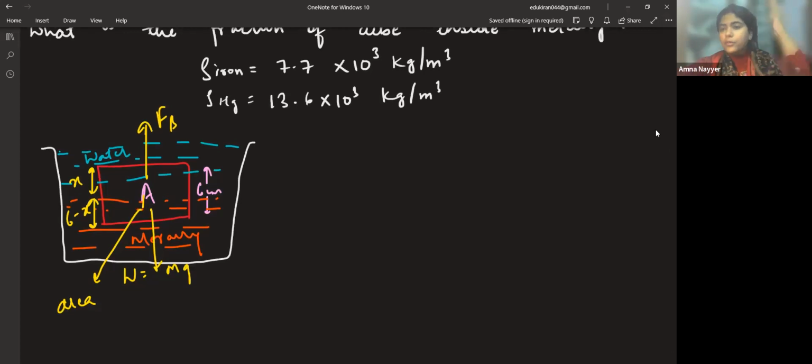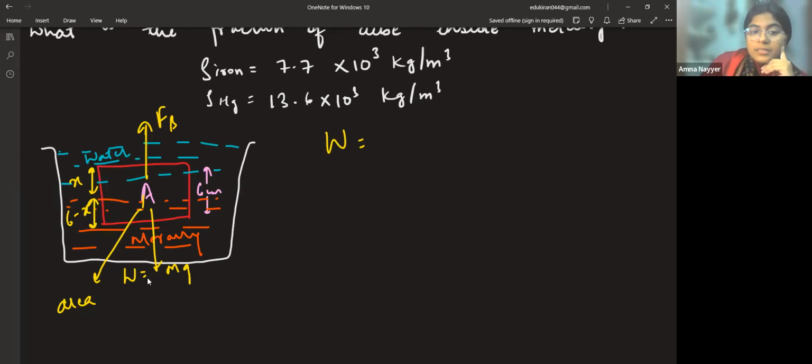On the block, buoyant force is acting upwards. The weight is acting downwards. And the entire length is 6 centimeters. So the portion of X we have assumed to be in water. So how much will be left if total of this is 6 and X has been taken? So this will be 6 minus X. This will be X. This is 6 minus X.